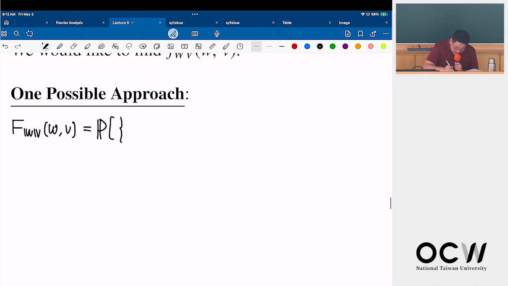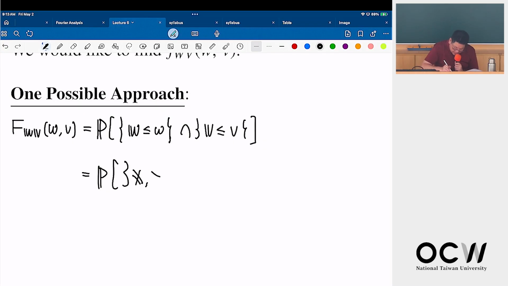So the probability that your random variable W is less than or equal to a certain value w, intersect your random variable V is less than or equal to some value v. That means my random variables X and Y are in the region D.